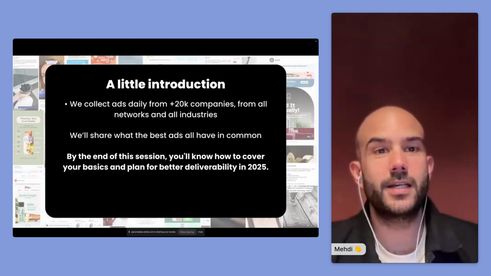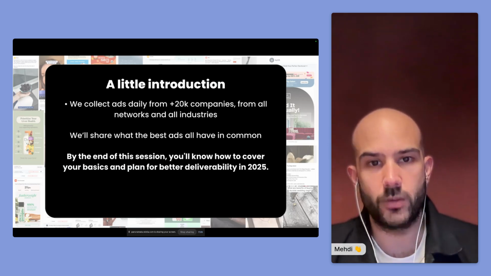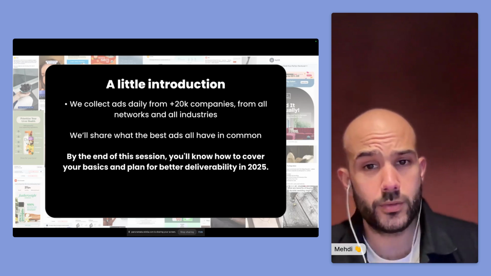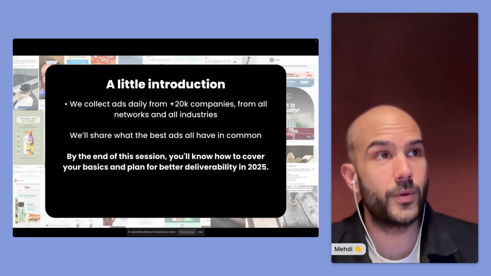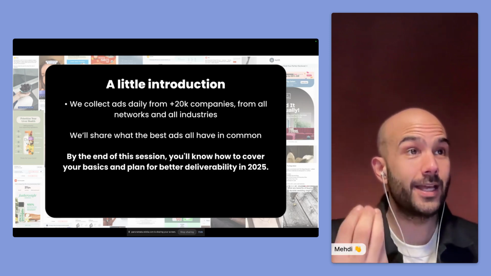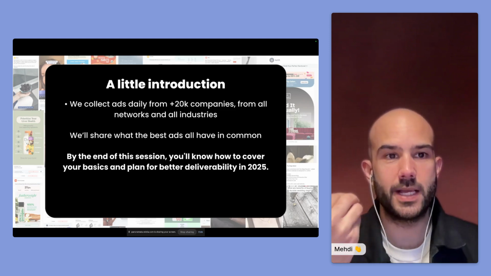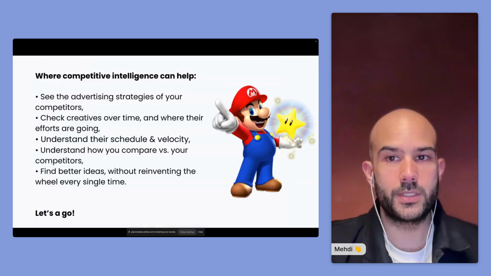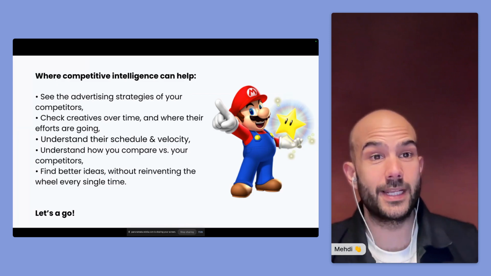A little introduction. Here at Panoramata, we collect ads from more than 20K, now 30K companies from all networks and all industries. Right now, what I wanted to share is how you should look at your competitors' ads, how you should look at your own ads as well, how to understand how you're making them, and to really dissect and have a look at what's inside an ad, what's the anatomy, and that's the title of this session as well. What's the anatomy of an ad, and how should you understand when you look into an ad if it works or not? By the end of this session, the goal is to make sure that you can create better ads this year.